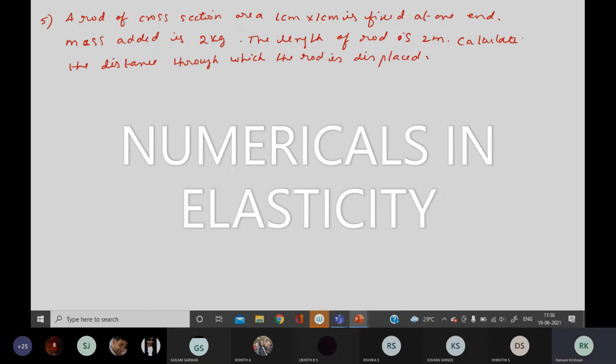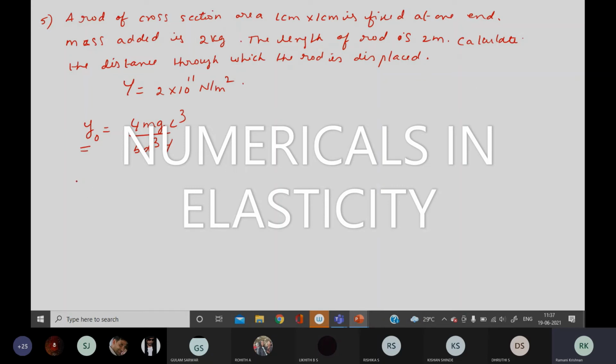Y is given: 2 into 10 power 11 Newton per meter square. Okay, right. So what does it mean? Let us write the same formula which we had seen that day, in the bending of the beam: y naught is equal to 4 mg L cube by b d cube into Y. This we derived. Here he's asking what is the depression, what is the distance through which the body is displaced.